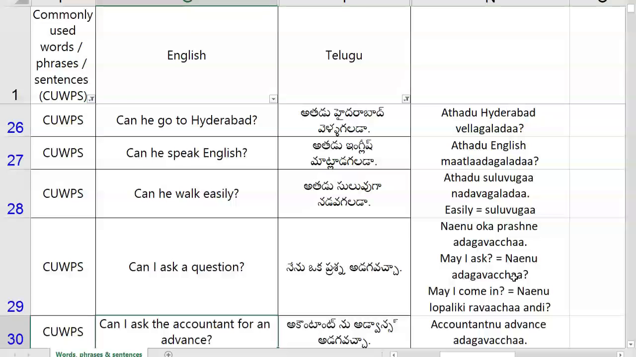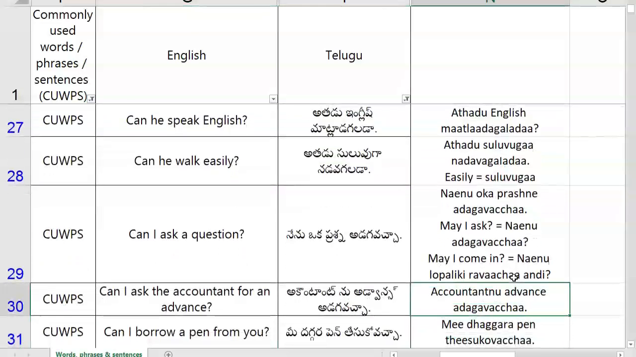Can I ask the accountant for an advance. Okay, so here also we are not talking about ability. Most of the time, with can I ask, can I go, only in rare cases we may talk about ability. Of course, if you are talking about ability you can use the galana ending. For example, can I sing, I don't know: nenu padagalana, నాకు తెలియదు నేను పాడగలనా. But if you are asking permission or a question you need to use the vacha ending.